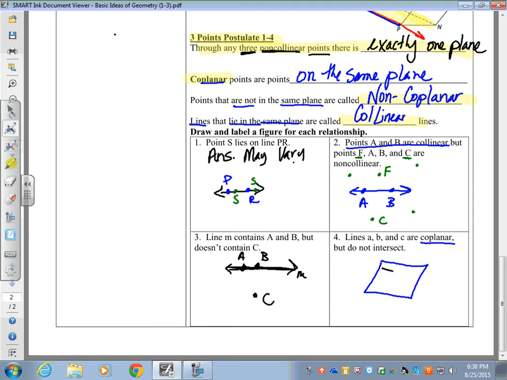All right, so there's line A, line B, and line C, and they are coplanar. I just need them somewhere inside that plane. And if they do not intersect, they are what we call parallel lines. We're going to practice this some more, but I'm just going to get you ahead of the curve. If they do not intersect, we call that parallel.